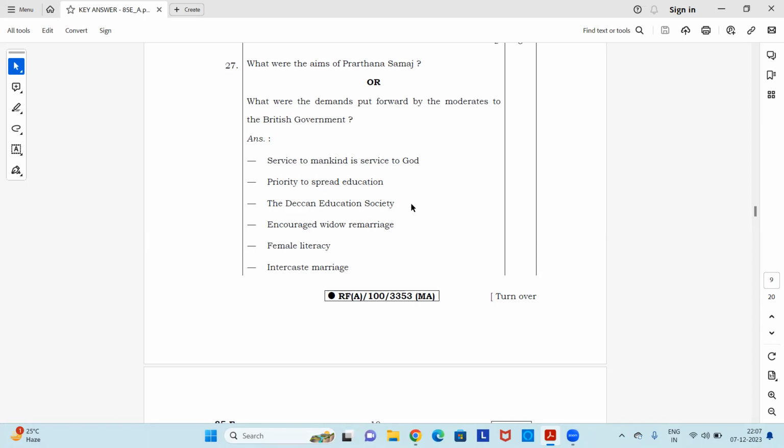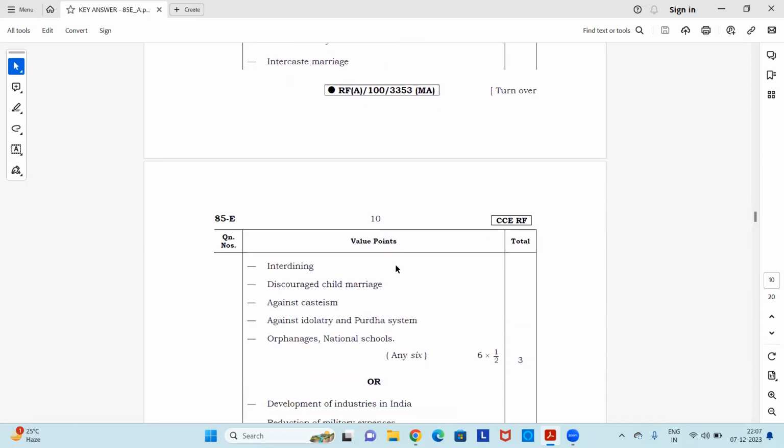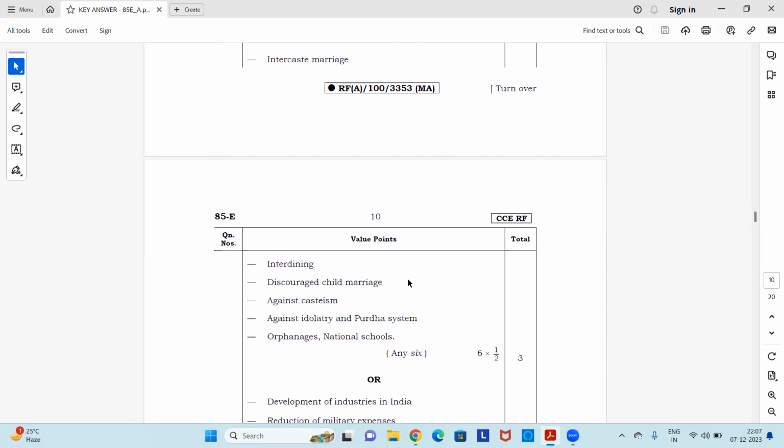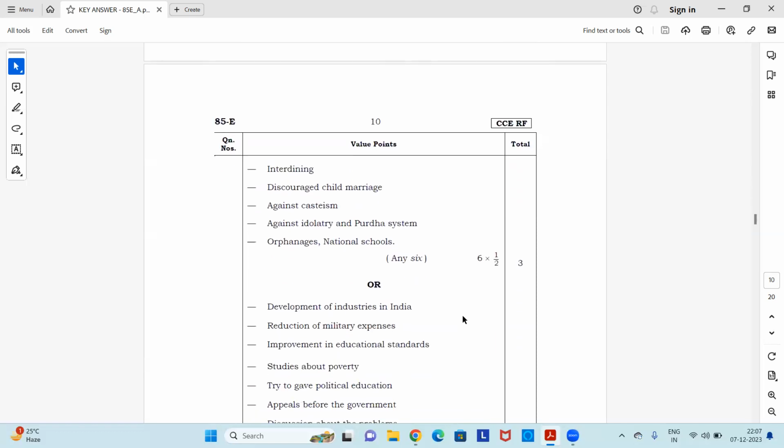The Deccan Education Society encouraged widow remarriage, female literacy, intercaste marriage, interdining. It discouraged child marriage. It was against casteism, against idolatry and the parda system. Orphanages and national schools were set up. So out of this, any 6 key points could be taken and written in a sentence, and you score your 3 marks.